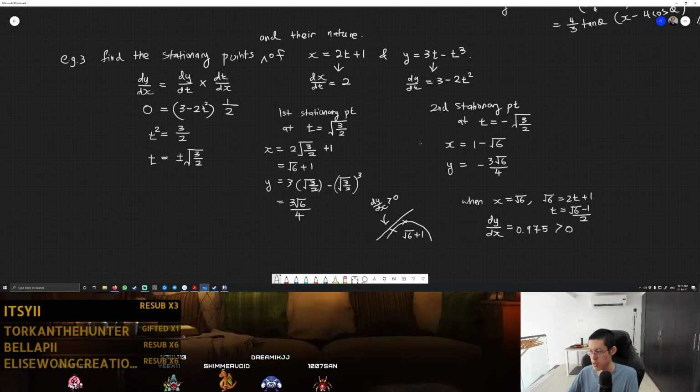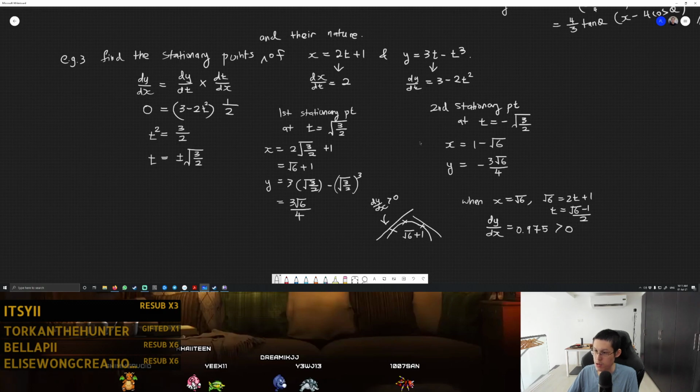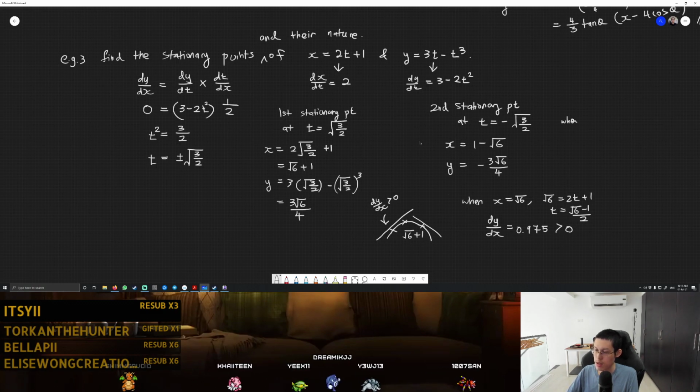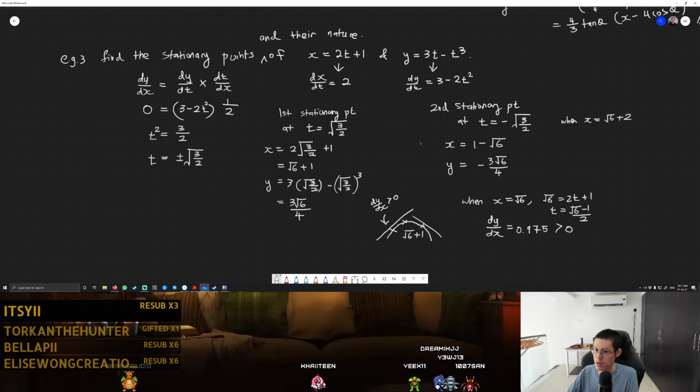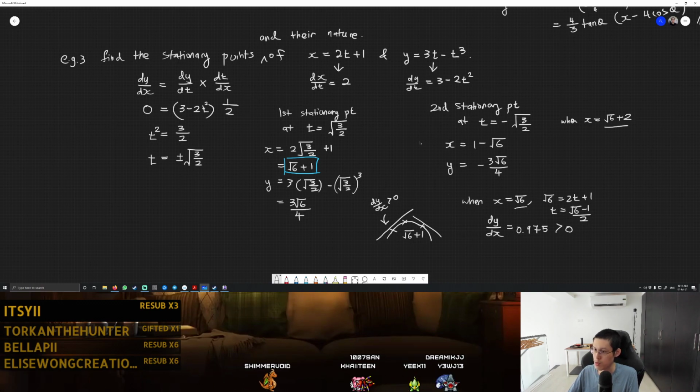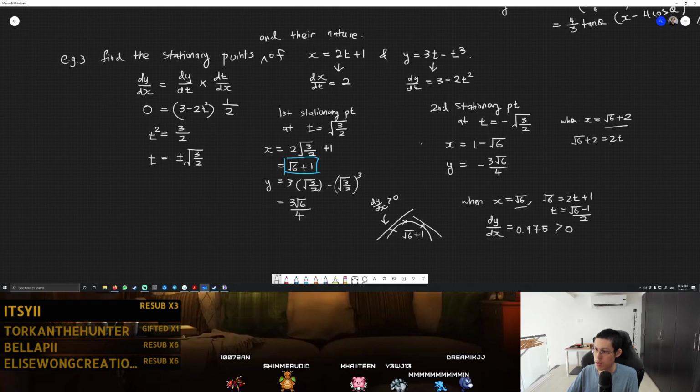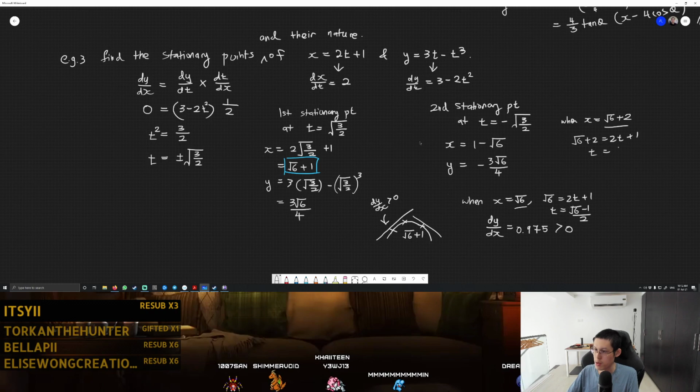If you want to be certain, you could try checking a point after it, somewhere here, and make sure that the gradient is negative. So let me just show you how to do that. Let's say when x is equal to root 6 plus 2. Because our x is root 6 plus 1, we are taking 1 to the left and 1 to the right. So one is root 6, one is root 6 plus 2. What is our t going to be? So root 6 plus 2 equals 2t plus 1. So t must be equal to root 6 plus 1 divided by 2.